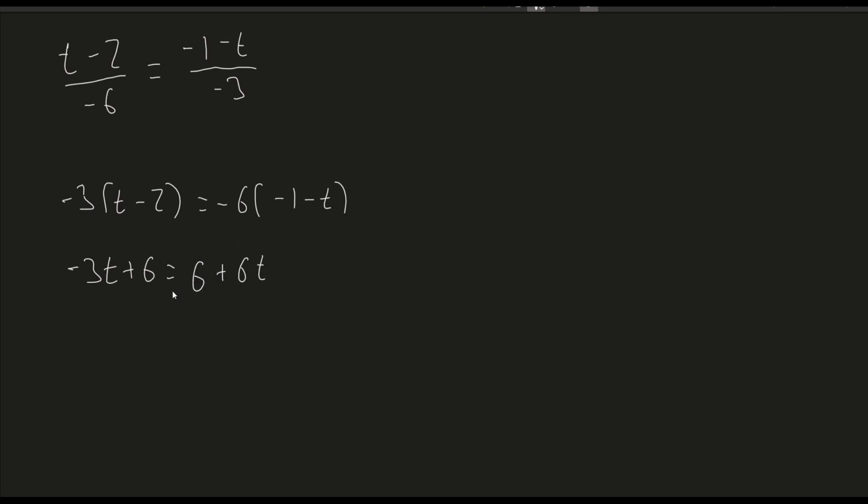And then we've done plenty of these, I hope, so move the algebraic terms to the left, and we'll have, we're subtracting 6t from both sides, that will be minus 9t, and subtract 6 from both sides. And well, if you do 6 minus 6, that's 0. So in the end, you'll get minus 9t equals 0. And then dividing both sides by minus 9, you'll get that t equals 0, because 0 divided by anything, including minus 9, is 0. So this is our answer to the question.